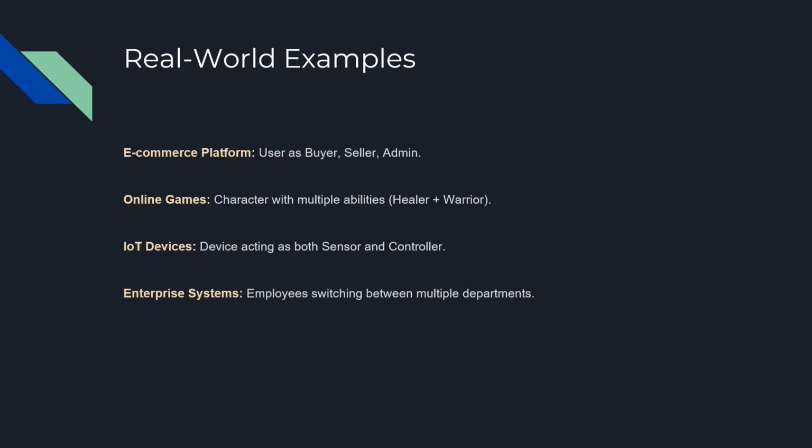Some real-world examples that you may see: in e-commerce, users can be buyers, sellers, and admins simultaneously. In video games, you can have a character that can be a warrior or a healer. In IoT systems, a single device can act as both a sensor and a controller. And in enterprise software, employees switching between multiple departments, basically.